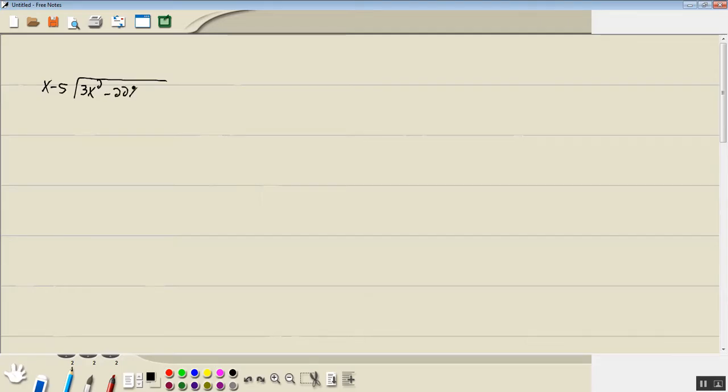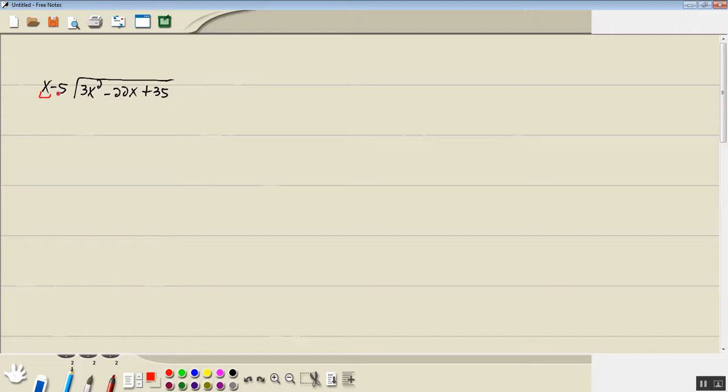The reason why this one would work in either case is because we have x plus or x minus a number out in front. If you're dividing by something of that form, you can use either one. Now, if you had an x squared here, or if you had a number in front of the x, you'd have to use long division.